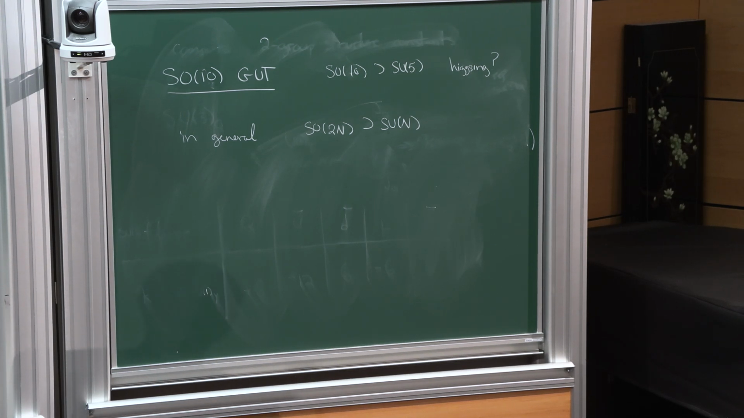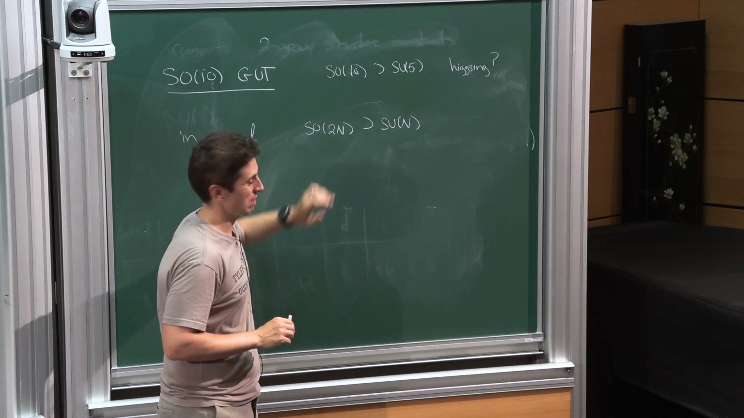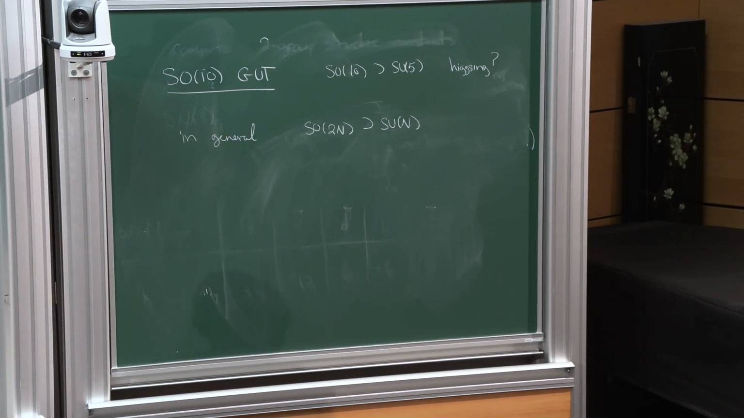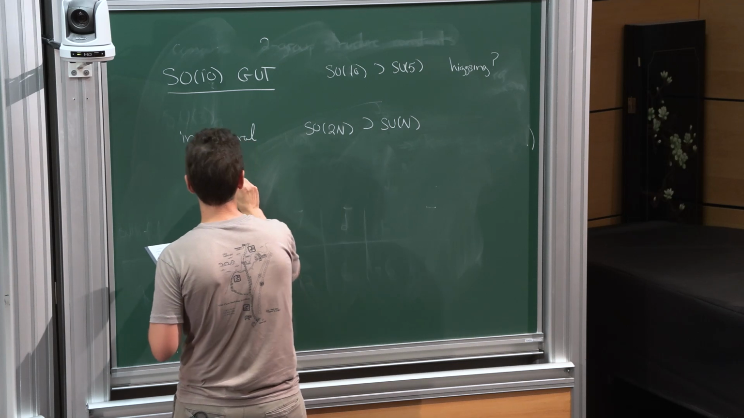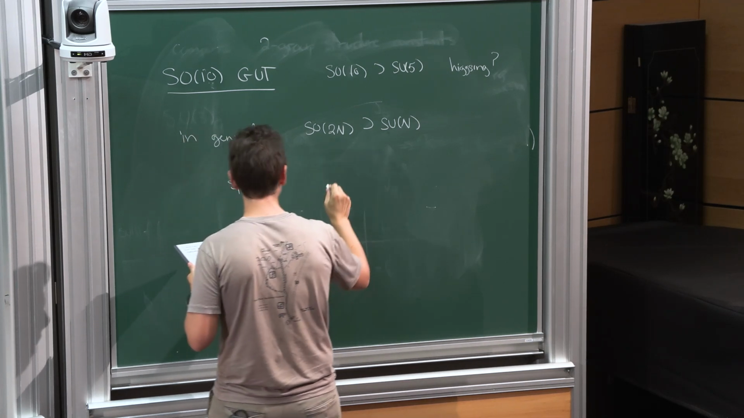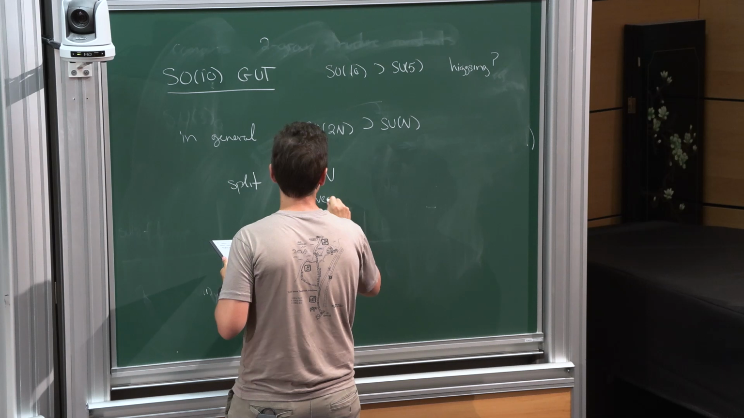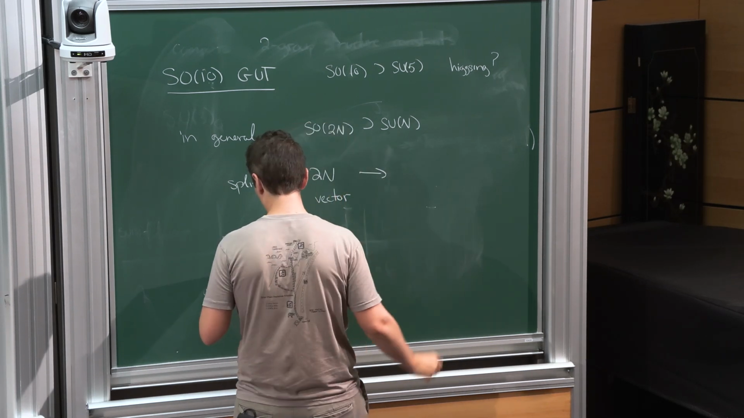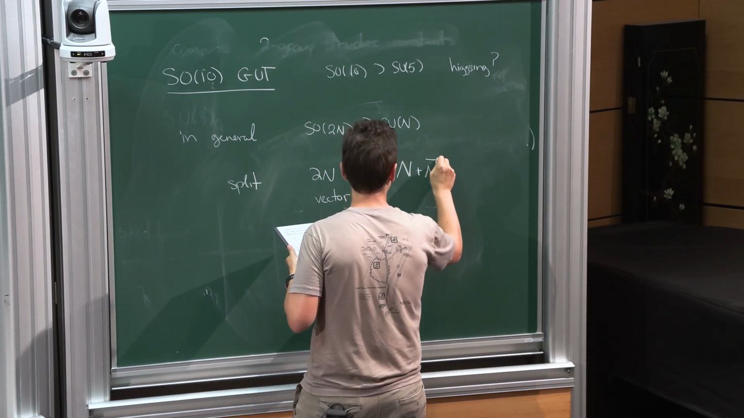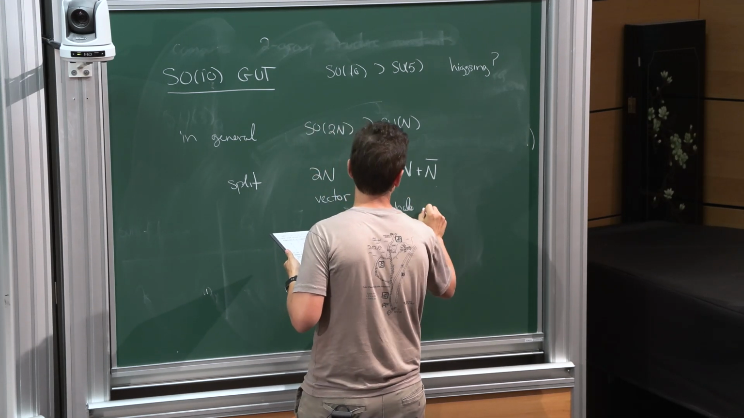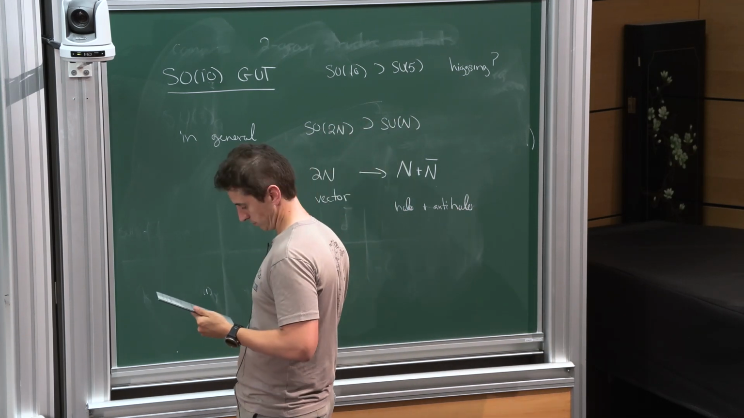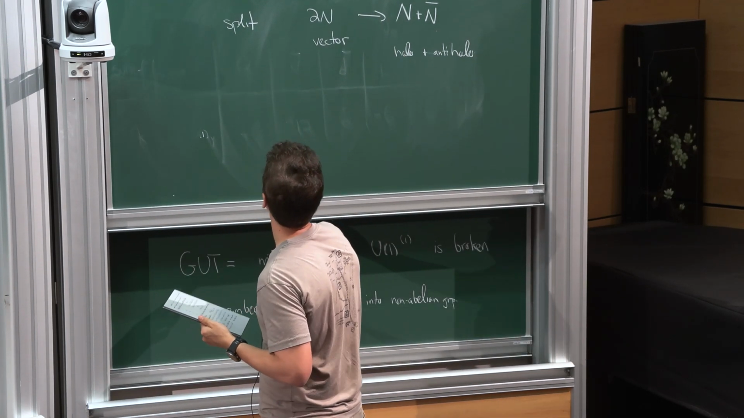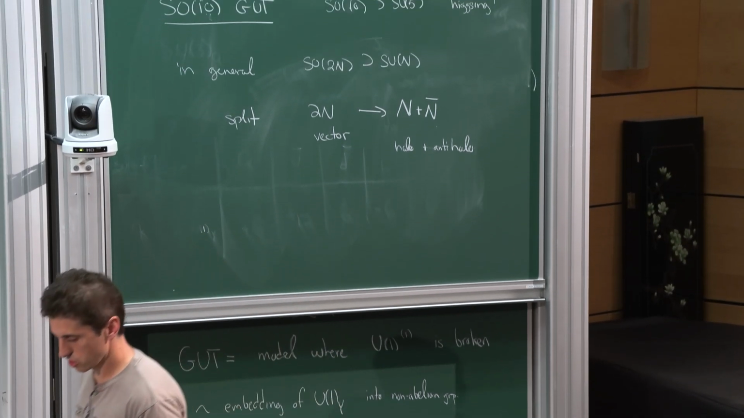SO2n is rotations of a vector space with 2n dimensions with a metric, right? SUN is when you have a complex metric. So you pick a complex structure, and you split the 2n dimensional vector into its holomorphic and anti-holomorphic parts. Okay, so that tells us what that is supposed to be in general.